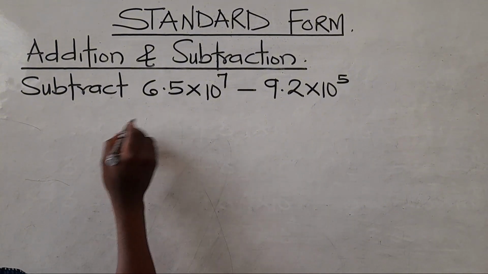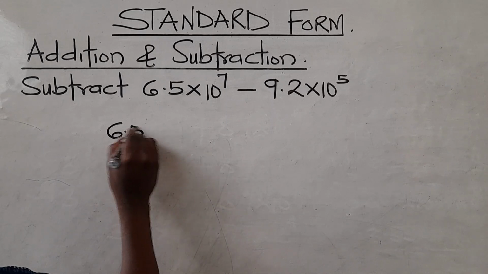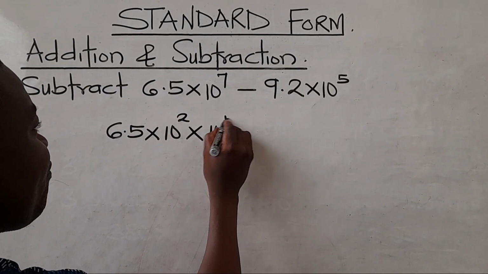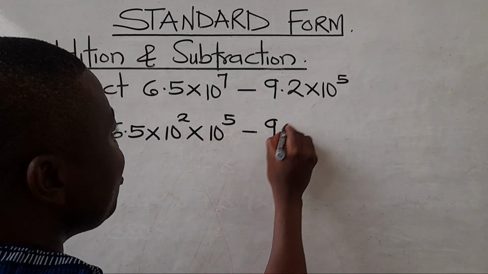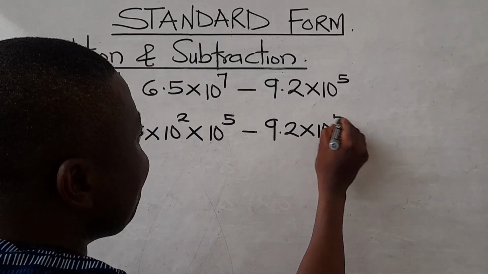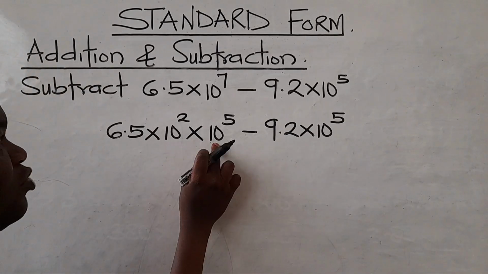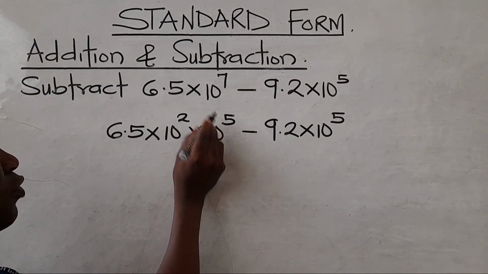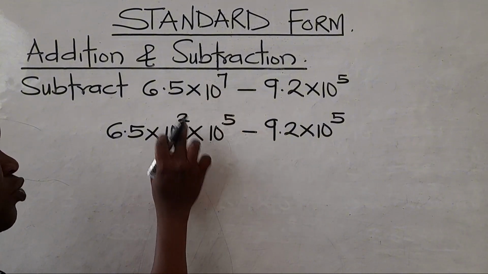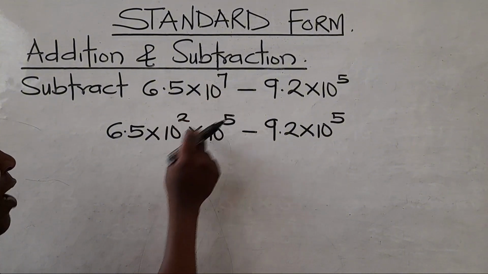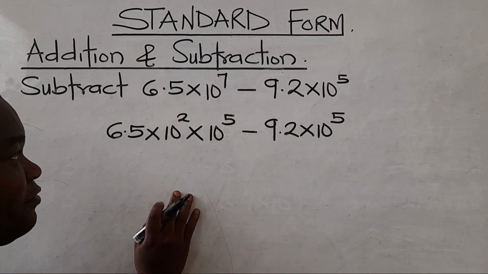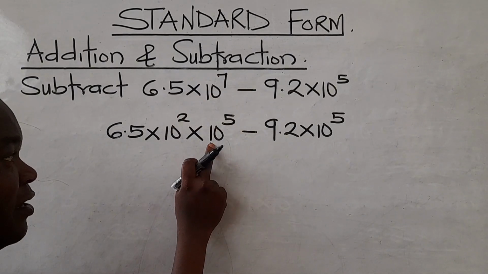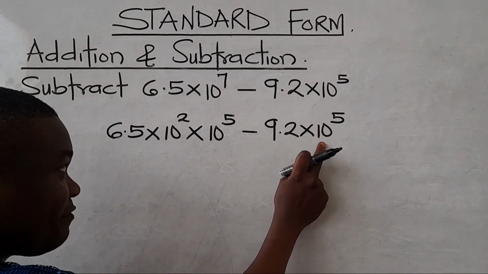We can say the same thing as 6.5 times 10 to the power 2 times 10 to the power 5 minus 9.2 times 10 to the power 5. Note, why did we break it this way? One of the laws of indices: 10 raised to the power 2 times 10 raised to the power 5 is the same as 10 raised to the power 2 plus 5, which is 10 raised to the power 7. We only simplify this to give us this. Why? So that we have 10 raised to the power 5 here and 10 raised to the power 5 there.